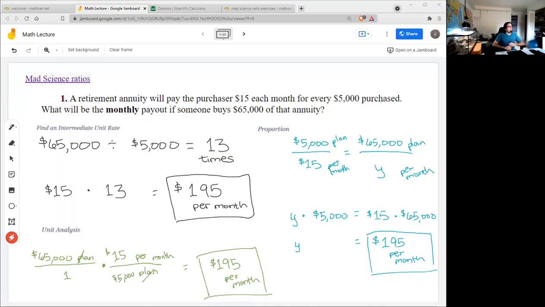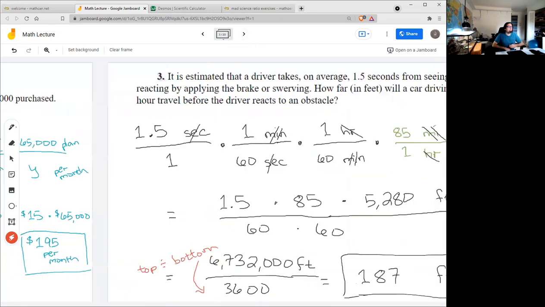Some comments about the mad science ratios homework. We talked about number one in a previous video, focusing on how you could do this three different ways: with unit rates, with a proportion, or with unit analysis. I want to do more unit analysis things now. So see the previous video from the Wednesday study session if you wanted the contrast of the three.